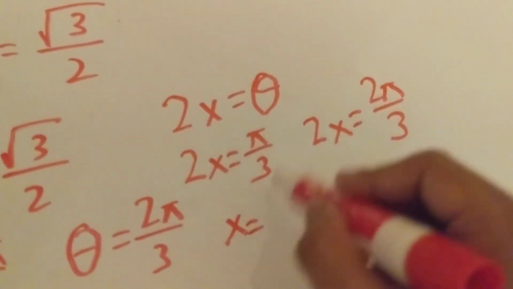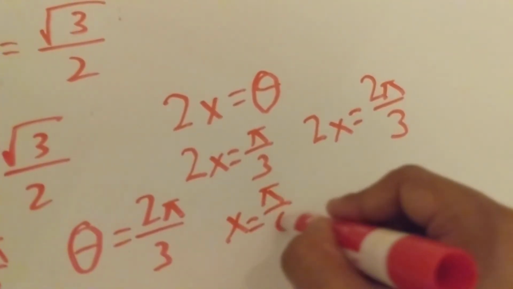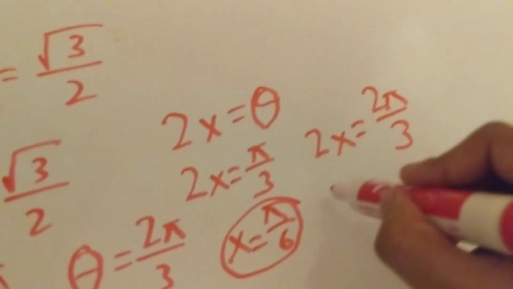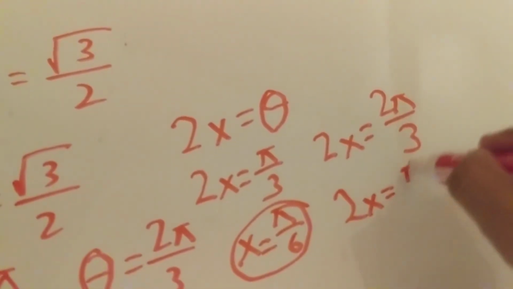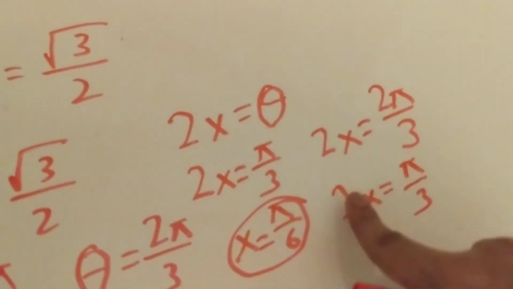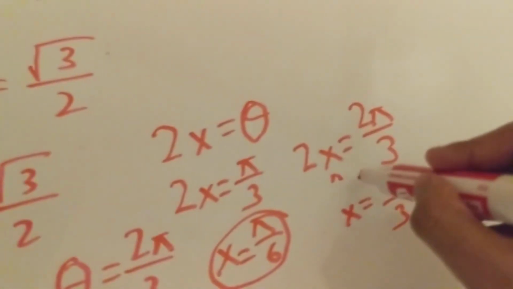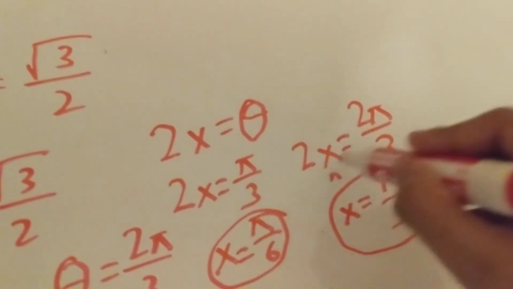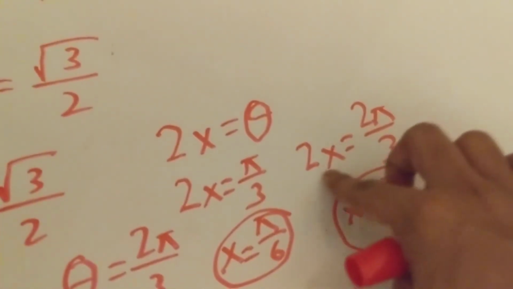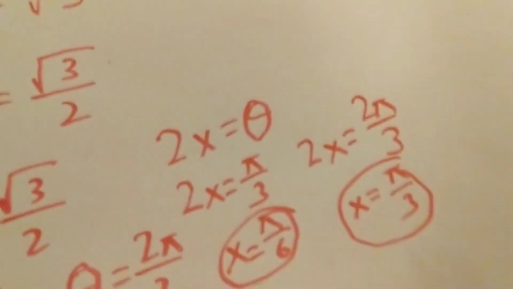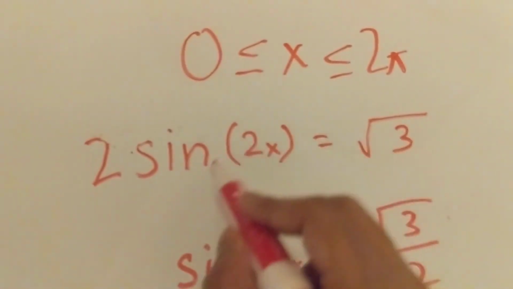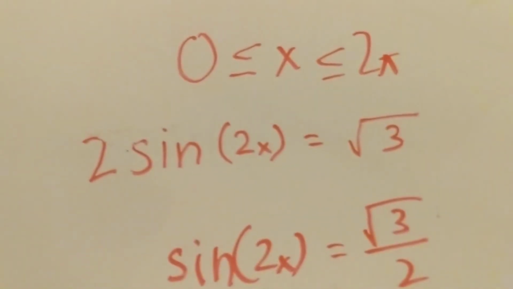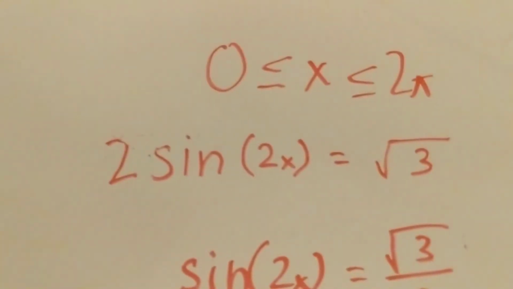x is equal to pi over 6. And for 2x equal to 2 pi over 3, x is equal to pi over 3. All I did was just divide by 2 in both cases. I just did it implicitly without telling you guys. Sorry about that. But we got pi over 6, pi over 3, and if you put them back into the original function, that's what you will get, and it will be the right answer.